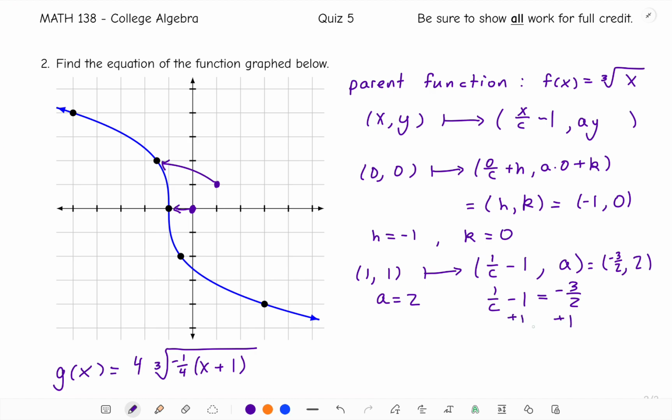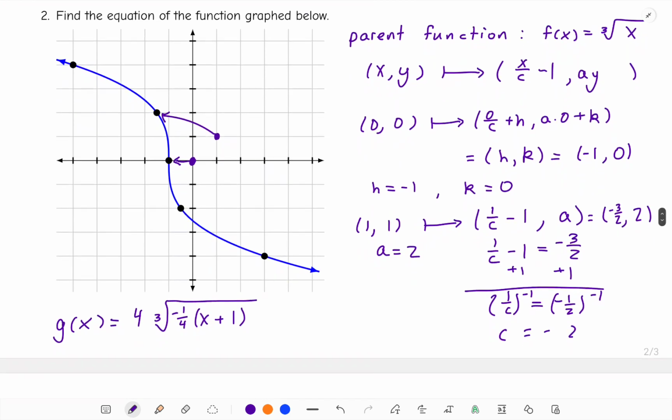So now a is equal to 2, and 1 over c minus 1 is equal to -3/2. So if I add 1, 1 over c is equal to -1/2, and then raise everything to the -1 power, we get c equals -2. So we get a second equation where g of x is equal to 2 times the cubed root of -2x plus 1. And if you would graph both of these equations on Desmos, you will see they produce the same graph. So either of these answers would have been accepted.